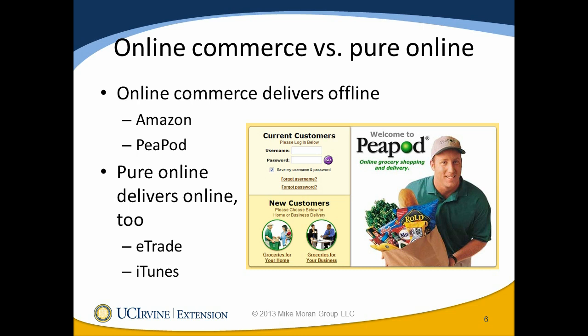So even among web sales sites, there are a couple of different types of sites. There are online commerce sites, and there are pure online sites. If you think about how online commerce works, you make the purchase online, but you deliver offline. And those can still be very different kinds of businesses.